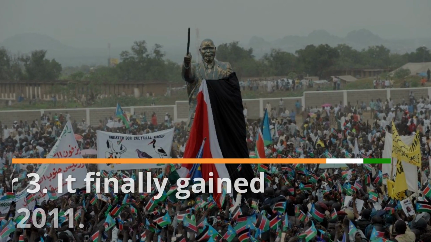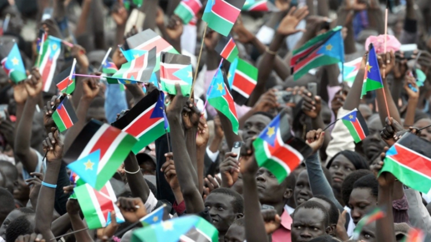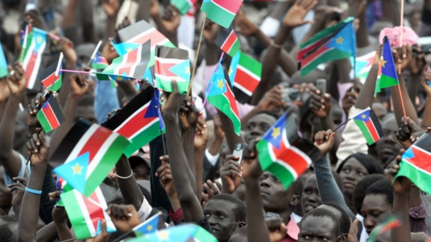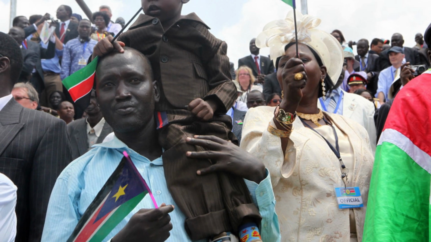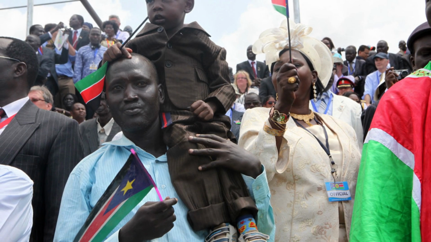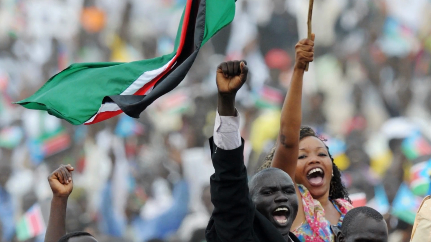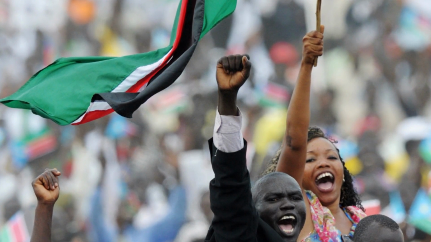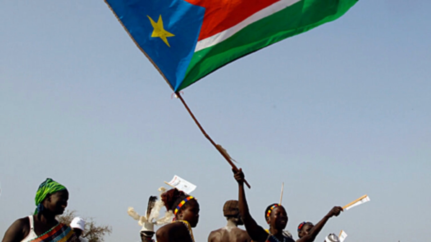Number 3. It finally gained independence in 2011. South Sudan's secession took a long time to come. When Sudan gained independence from the UK in 1956, Southerners expected to be free to vote. The Arab Khartoum system, however, denied them this chance. Mutiny broke out from 1955 to 1972, and again from 1983 until 2005. The CPA was drafted to put out the fire. It gave South Sudan 6 years of autonomy.